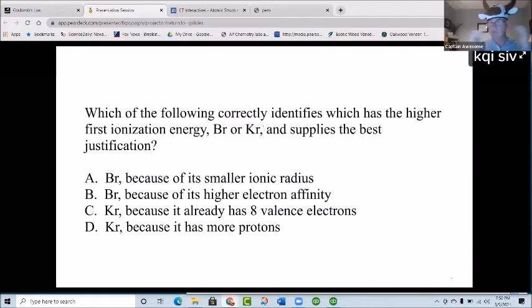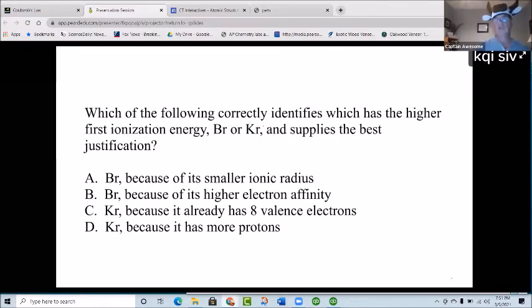Well, since they're in the same row, they both have the same number of layers of electrons. If they both have the same number of layers of electrons, then it becomes about protons. So who has more protons pulling on those electrons? Is it bromine or is it krypton? If you look at the periodic table, krypton has more protons than bromine does. So since it has more protons, it has a greater first ionization energy. It takes a greater amount of energy to pull away an electron.